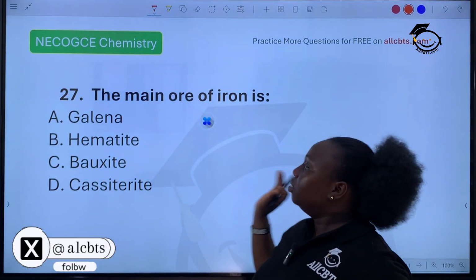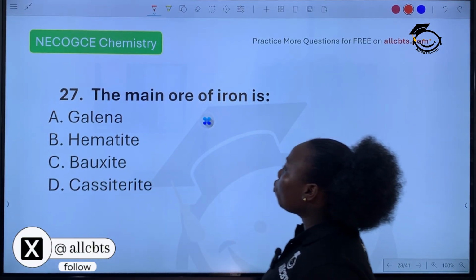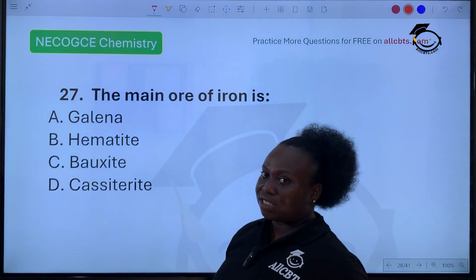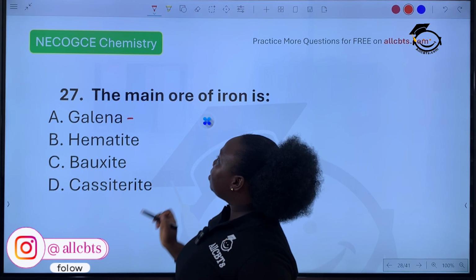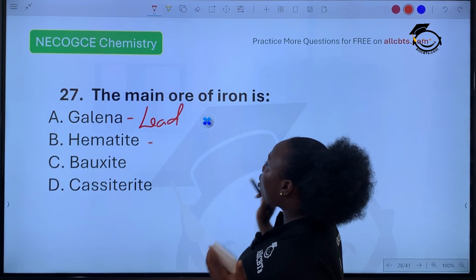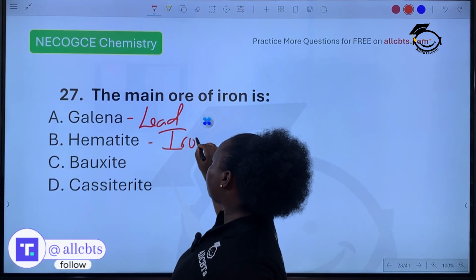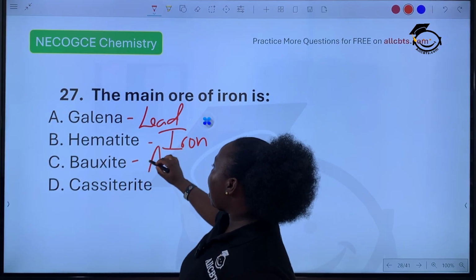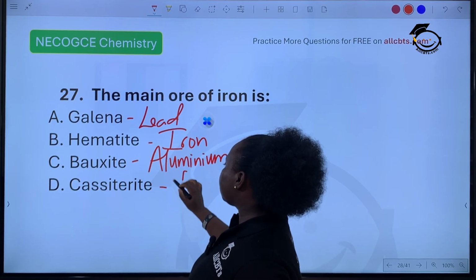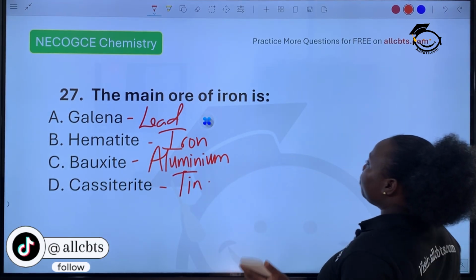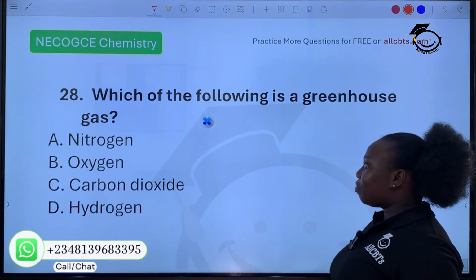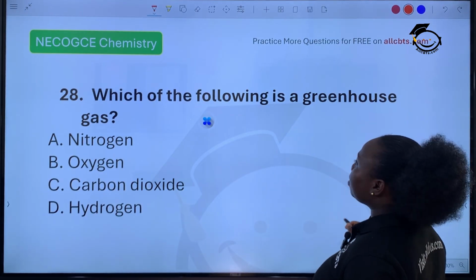Number 27, the main ore of iron is what? A, galena, B, hematite, C, bauxite, D, calcitrite. Galena is the ore of lead. Hematite is the ore of iron. Bauxite is the ore of aluminium. Calcitrite is the ore of tin. And here we are being asked for iron. That's option B, hematite.